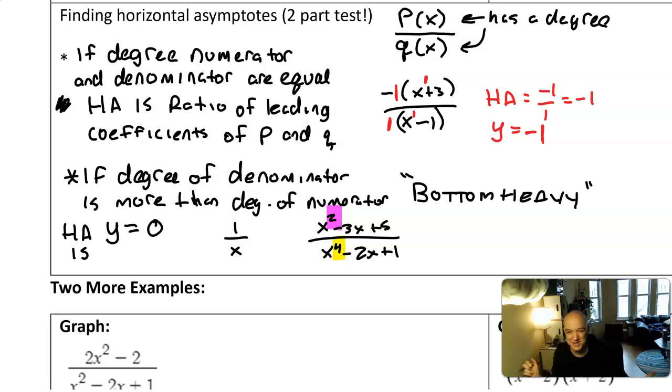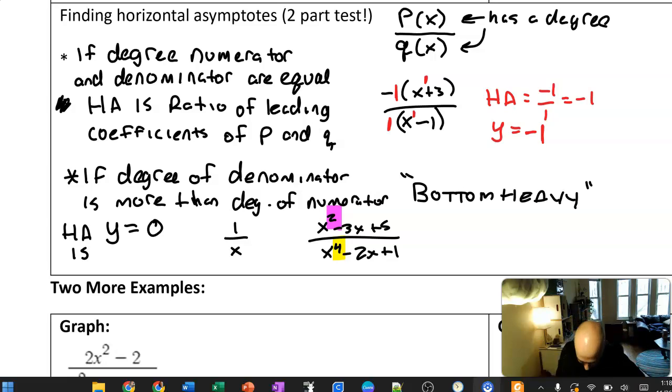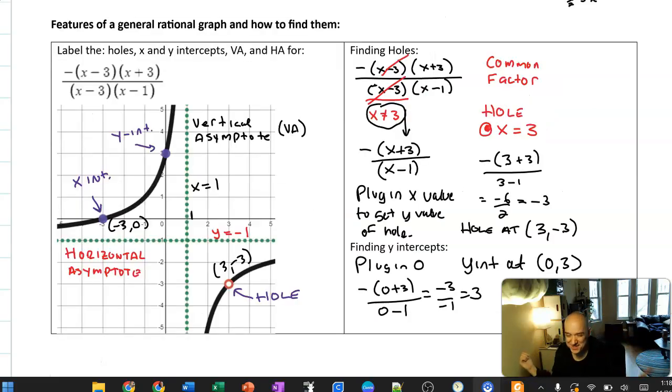There is a third part to this test, which is if the function is top heavy. And we're going to cover that in another video, not today. We're going to stick with just these two kind of horizontal asymptotes, either 0 or if the degrees are equal, it's the ratio of the coefficients. We're about to do a couple examples, but as we do them, we're going to go through this process really quickly. So I'm going to recap what the process is for graphing a rational function.